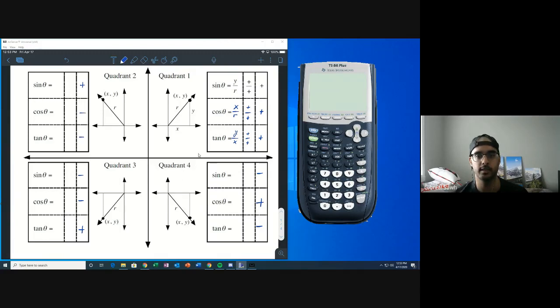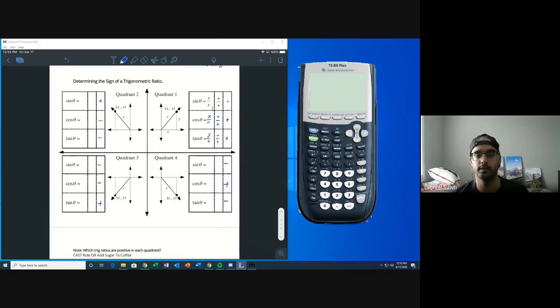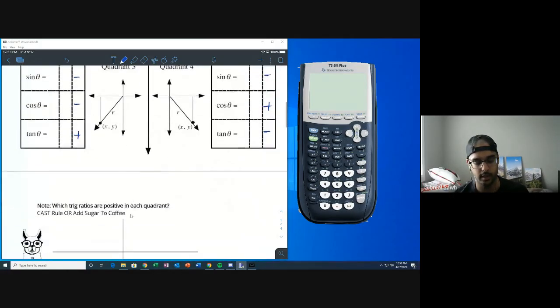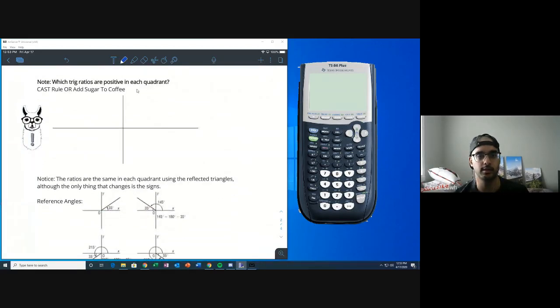Okay, now that's going to be super helpful. Now that's a lot to remember with all of those formulas and signs and all that kind of stuff. So we have a little bit of an acronym to help us out here. If we need to figure out really quickly which ones are positive and where, both of these could help, depending on how you want to think about it.